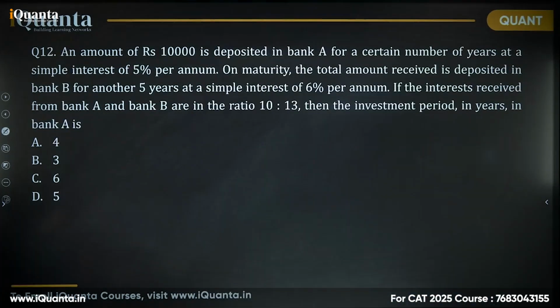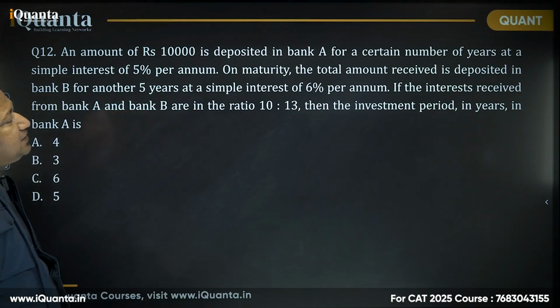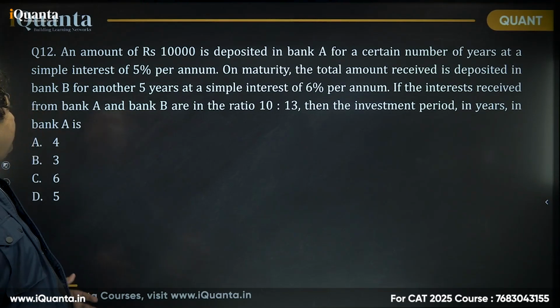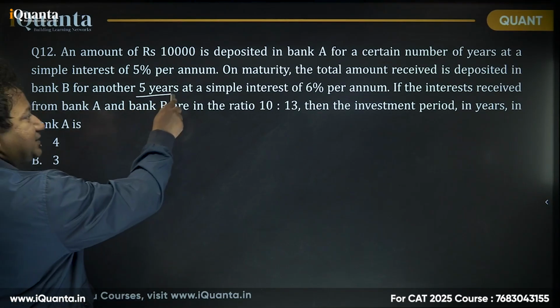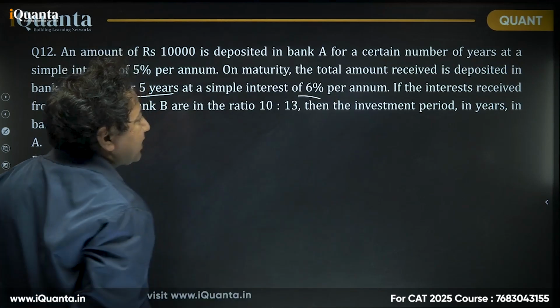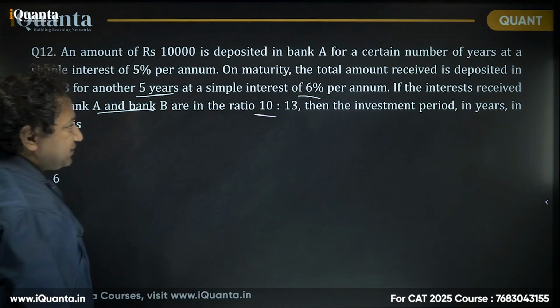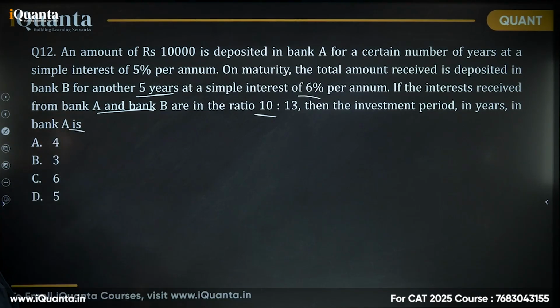An amount of rupees 10,000 is deposited in Bank A for a certain number of years at a simple interest of 5% per annum. On maturity, the total amount received is deposited in Bank B for another 5 years at simple interest of 6% per annum. The interest received from Bank A and Bank B are in the ratio 10:13. The investment period in years in Bank A is what? Not a difficult question, I must say. Or is it? Not really. So let's try to find out.